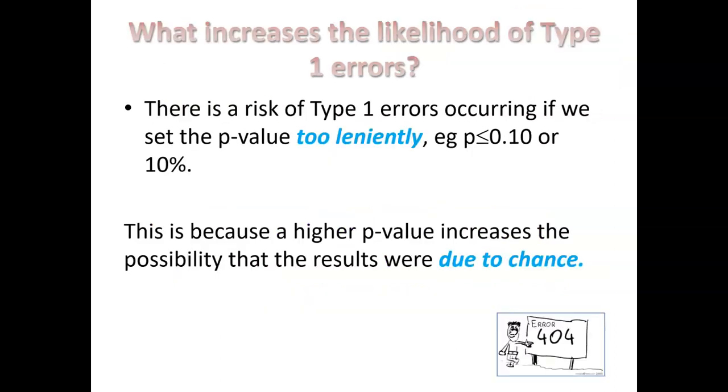Okay, there is a risk of type 1 errors occurring if we set the p-value too leniently, so at 0.10 or 10%. So because there is a higher probability value, it increases the possibility that the results were due to chance. Because it's not strict enough, there's more room for error and more room for false positives. So that's why, again, 0.10 is deemed too lenient, because there's too much room for error and it can create false positives.